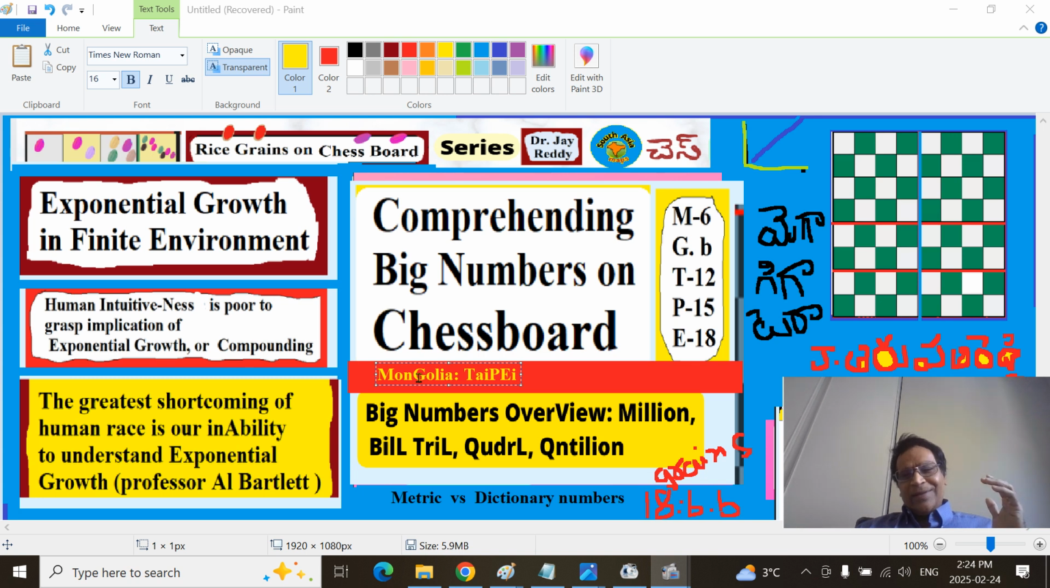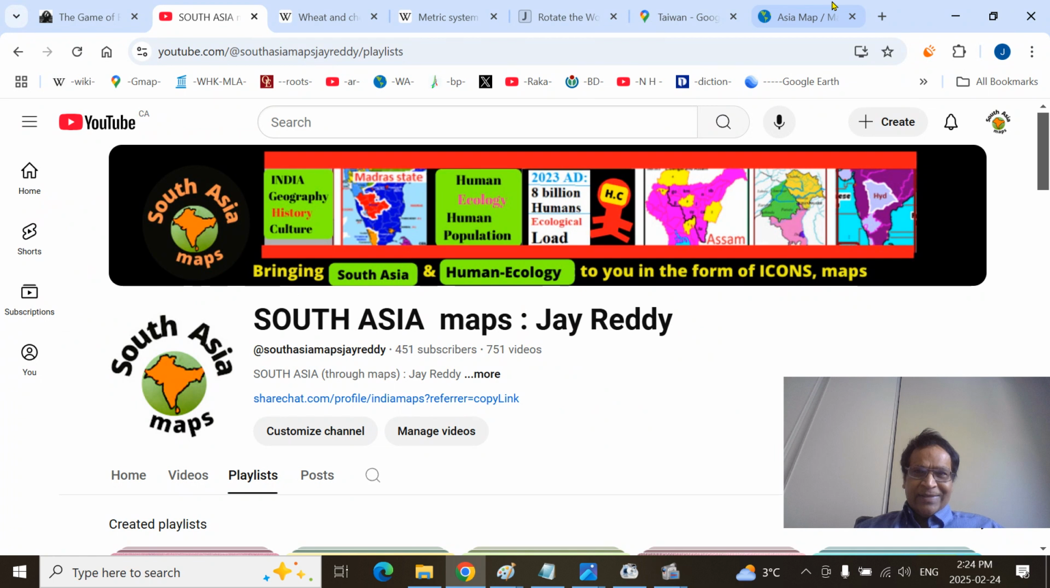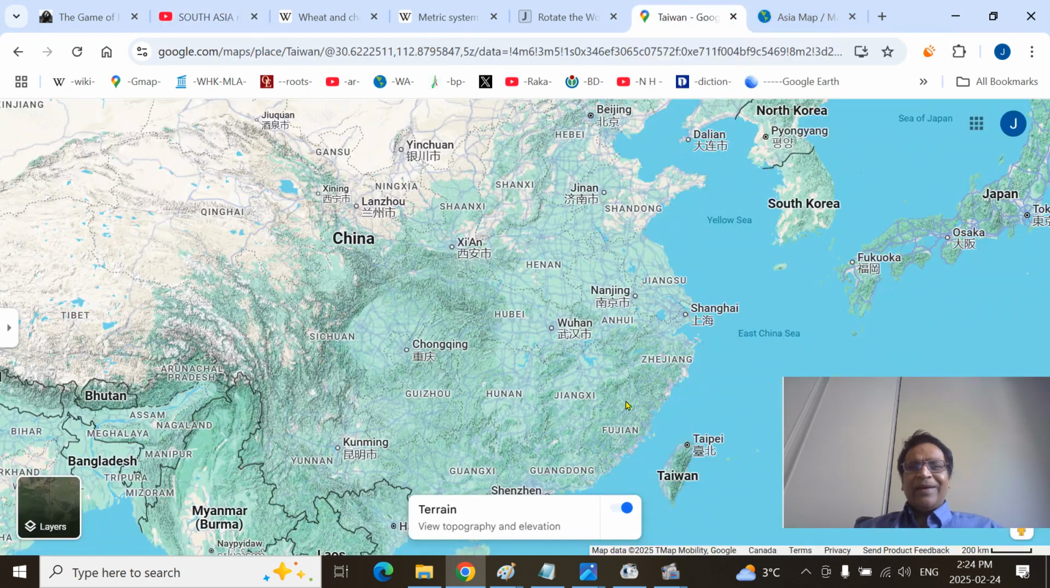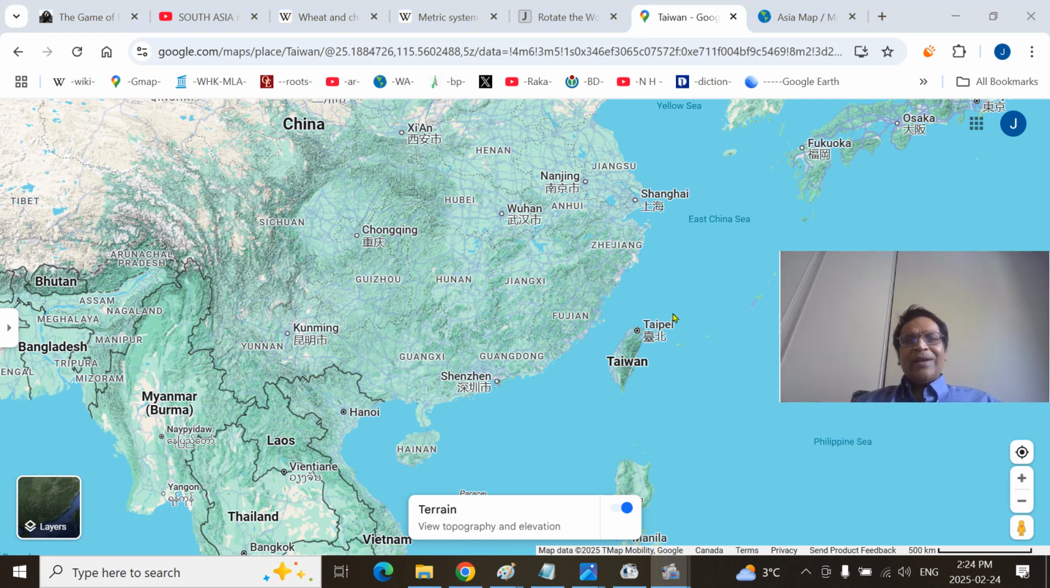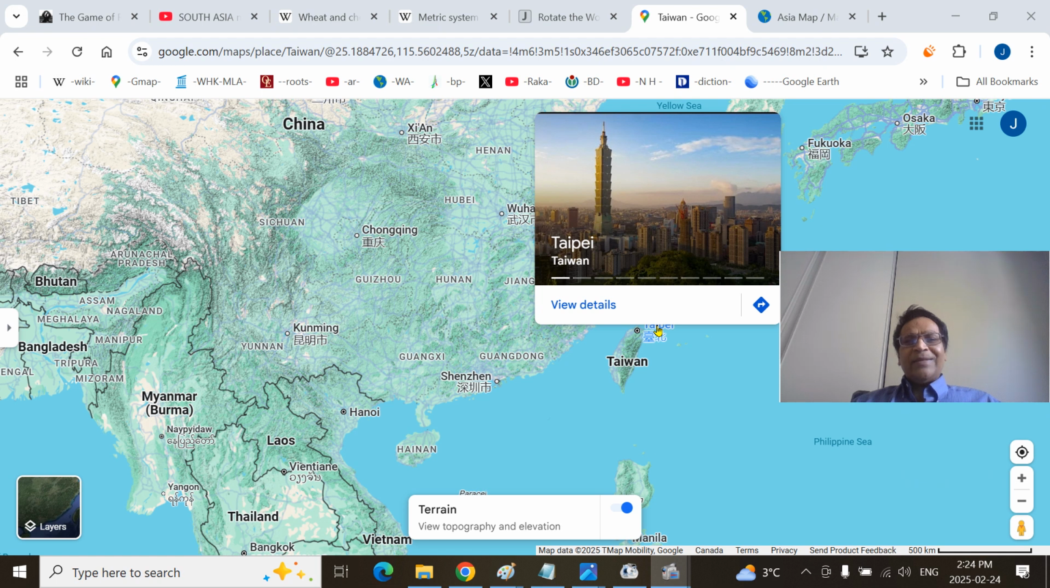Across China, across the Formosa Straits, there is a country called Formosa, also called Taiwan. Its capital is Taipei. T is Tera, P is Peta, E is Exa. That is very easy to remember. Exa means 18, Peta is 15, and of course Tera, trillion, is 12.